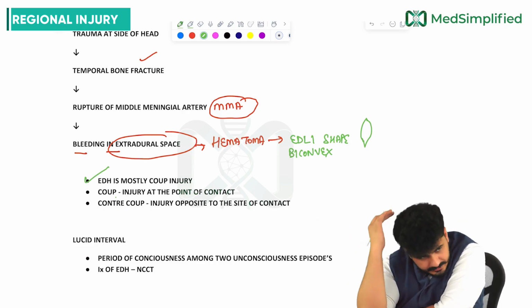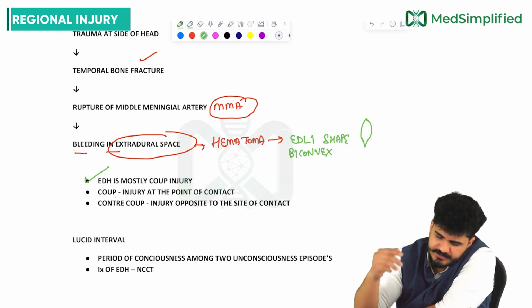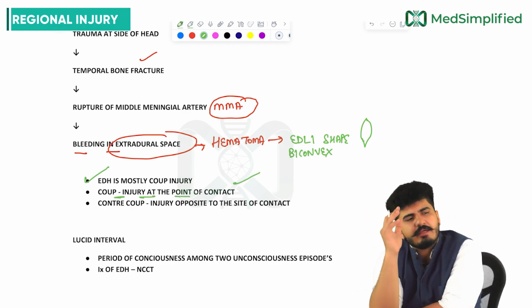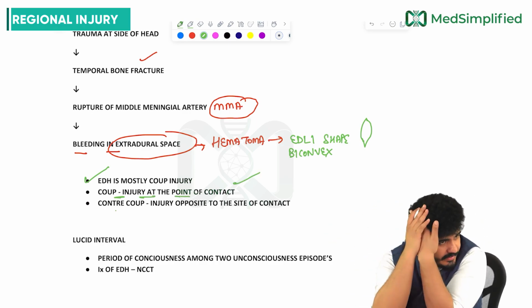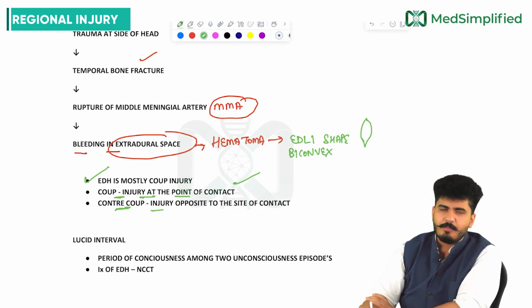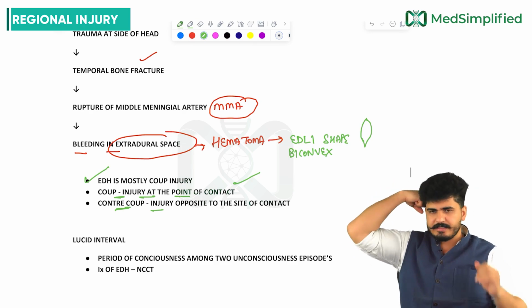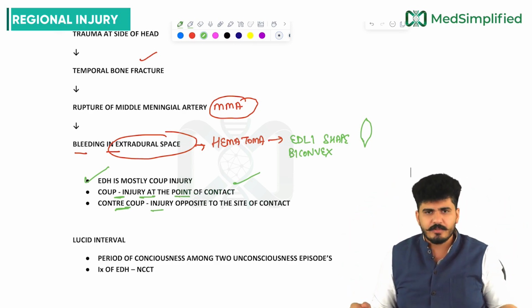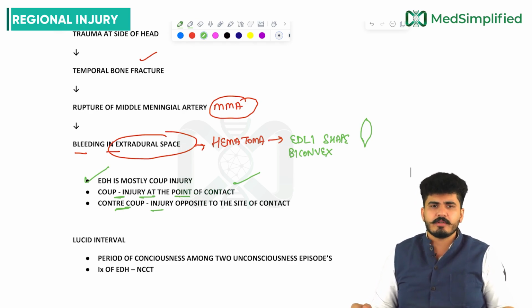Countercoup is injury here, impact here. Coup injury is injury at the site of contact. If the hit is at this side, you will find injury this side. This is coup injury. Countercoup injury means opposite side. You are hitting from this side and you are getting injury at the other side. So this is the basic difference between the coup and the countercoup, my dear friends.